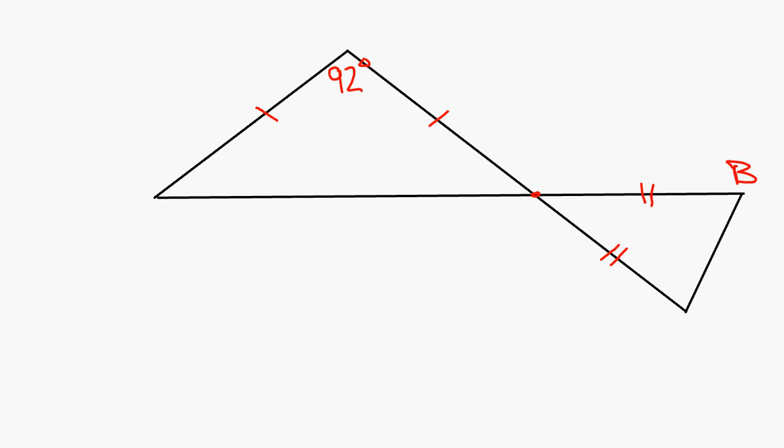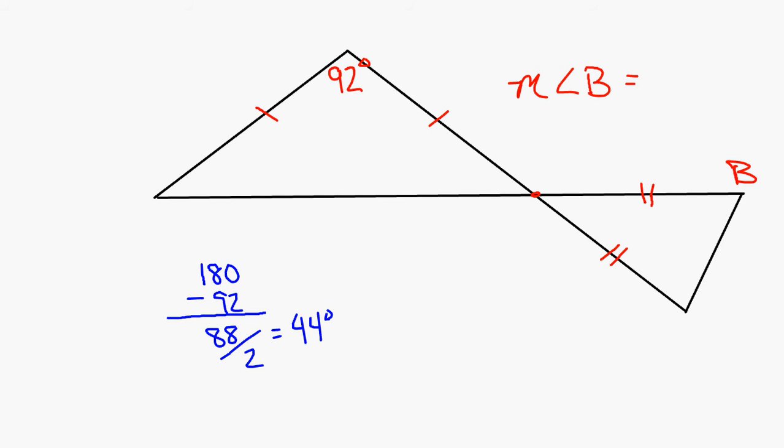Find the measure of angle B. So when you get a picture like this, fill in what you can first. If in the triangle on the left you're told that this vertex angle is 92, well then take 180 and subtract 92, and what's left? 88. Divide that by 2 and you get 44. So isn't this angle 44? Isn't this angle 44?